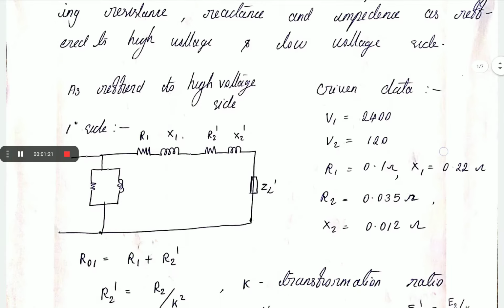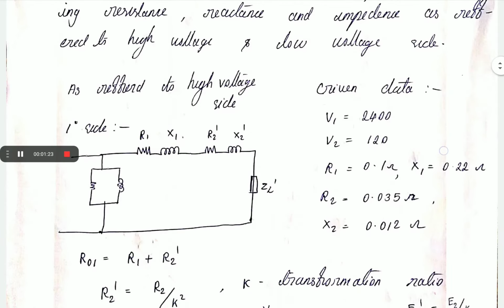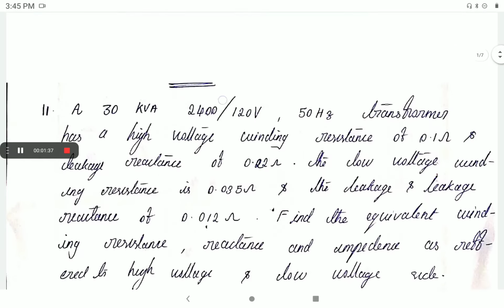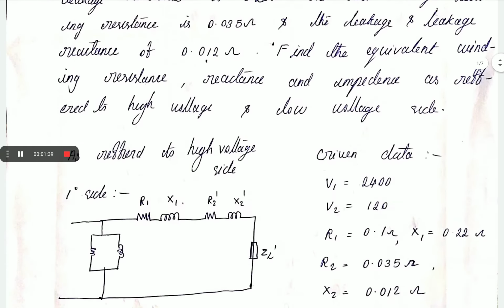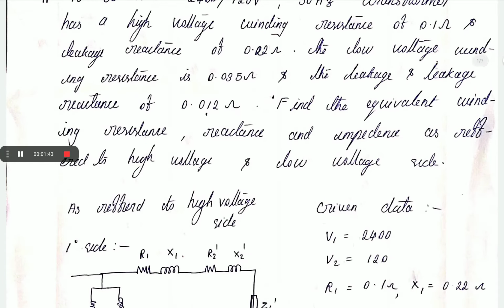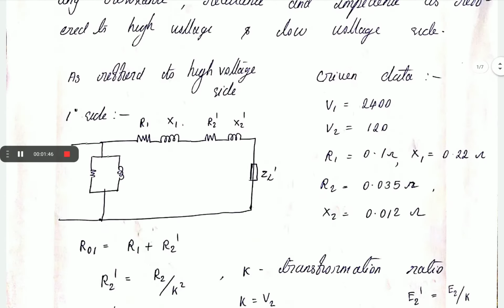So you have to find out the equivalent winding resistance R01, winding reactance X01 and the impedance Z01 as referred to the high voltage side, that is, as referred to the primary side. As referred to the low voltage side means as referred to the secondary side, the 120 volt side. So you have to find out R01, X01 and Z01. Also as referred to secondary, R02, X02, Z02.